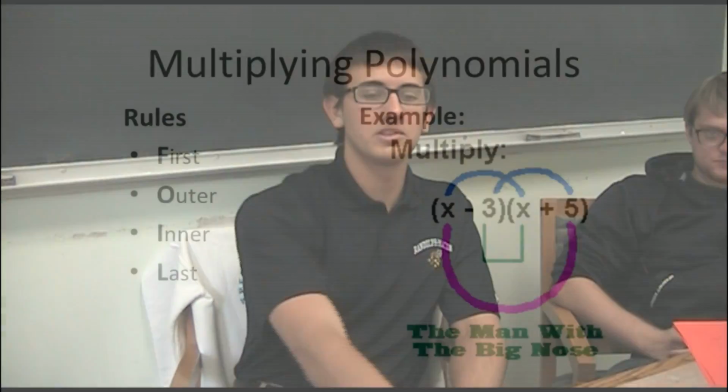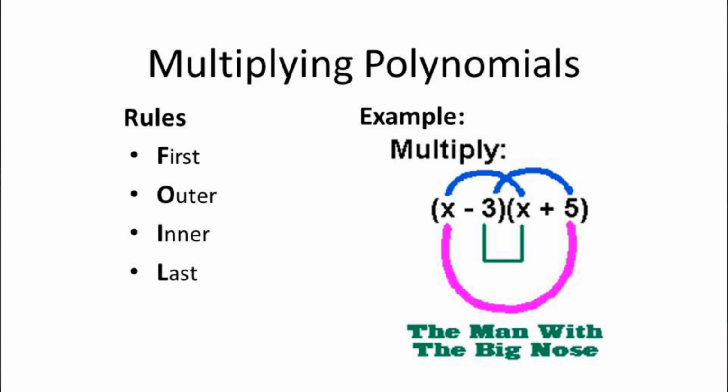And now moving on to multiplying polynomials. The rules are first, outer, inner, and last. And if you see the little picture here, the man with the big nose, you can point out that the first is x times x, and then outer would be x times 5, and then the inner is negative 3 times x, and the last is negative 3 times 5. And you can evaluate that function.